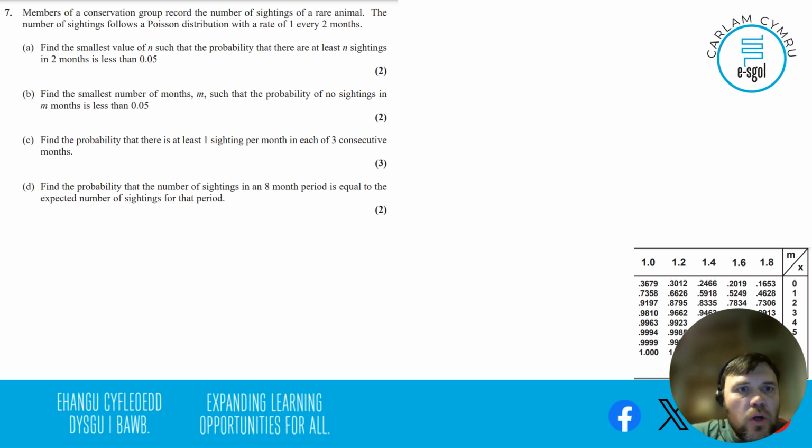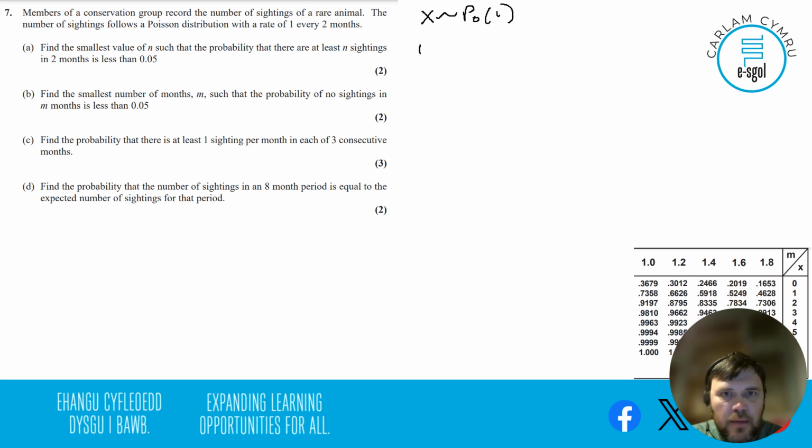So here we have members of a conservation group recording the number of sightings of a rare animal. The number of sightings follows a Poisson distribution with a rate of 1 every 2 months. Find the smallest value of n such that the probability that there are at least n sightings in 2 months is less than 0.05. Again, they seem to like the 0.05. I think it's because it comes up with 2.99 as we've done previously, and then you can say it's greater than, which would be 3, and that makes a nice whole number. So find the probability, as we said. We have x belongs to the Poisson of 1.